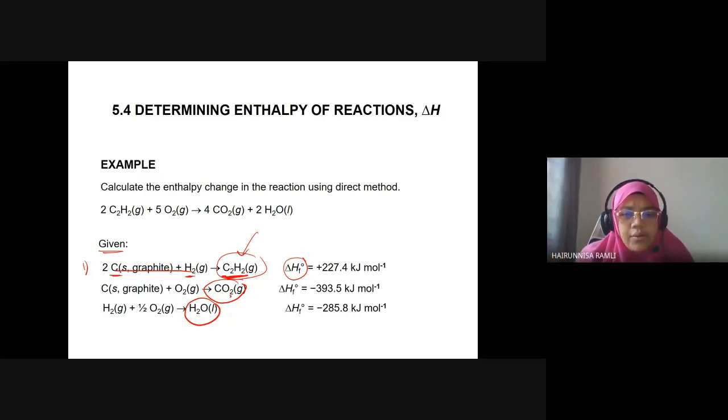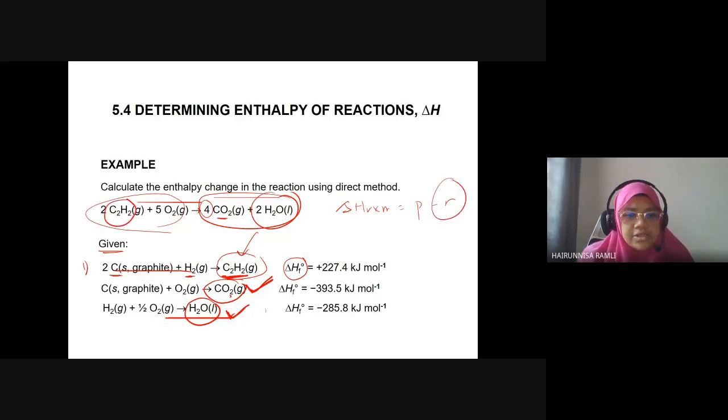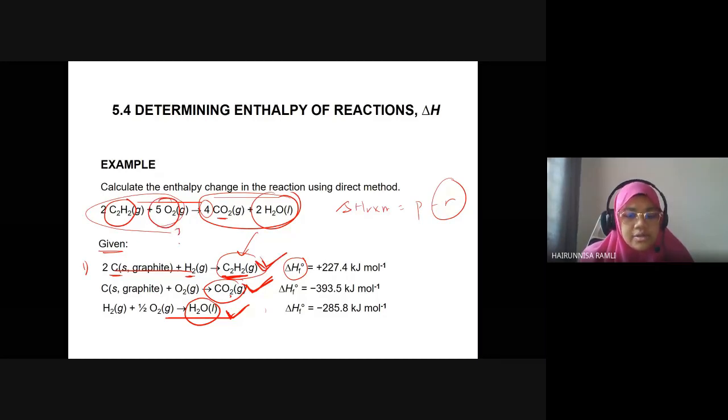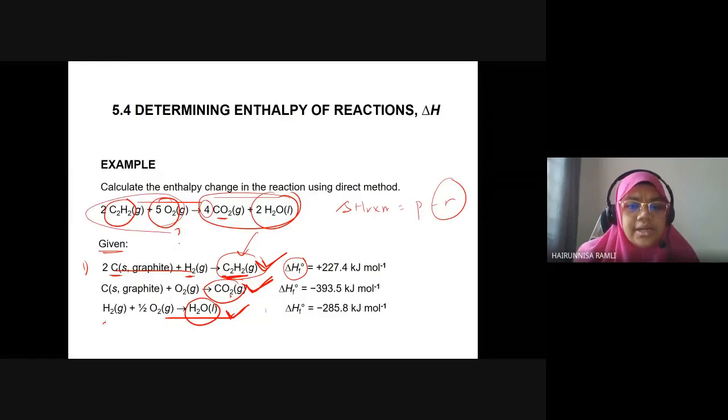Now, kita tahu enthalpy of reaction tadi is basically product tolak reactant kan? So, this is product. On this side is reactant. Okay, so CO2 power 4. So, CO2 ada tak enthalpy formation dia? Ada here, second equation. H2O ada tak? Ada, the third equation. Okay, so tolak reactant. Now, reactant we have C2H2. Ada juga kat sini. How about oxygen? So oksigen dia tak bagi kan?